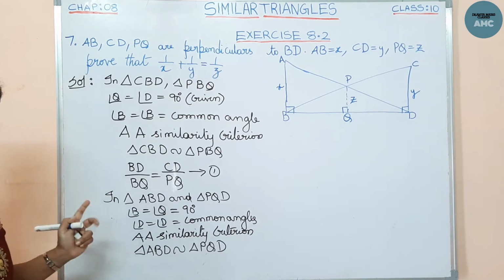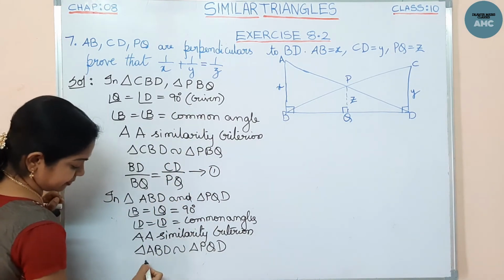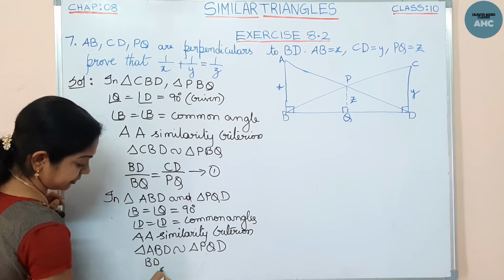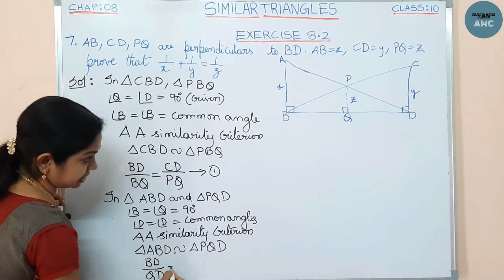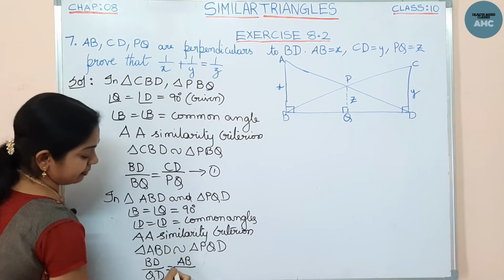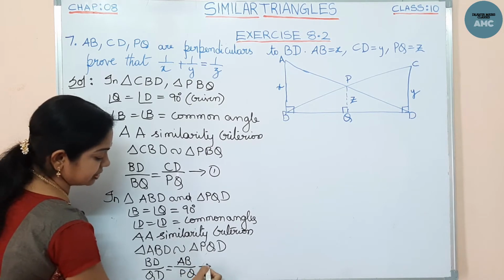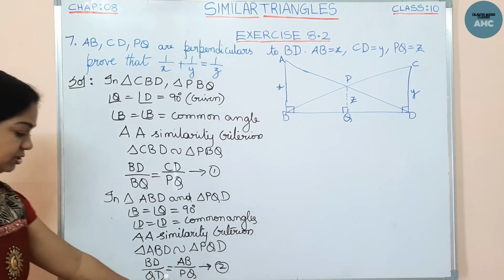Now if they are similar, I will be equating their corresponding sides here. Let me take the corresponding sides BD of the big one, and QD. BD by QD is equal to the perpendiculars, I'll take AB by PQ. So let me mention this as equation 2. Okay, this is equation 2.